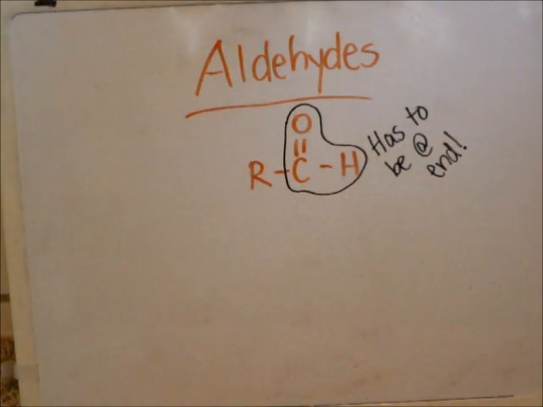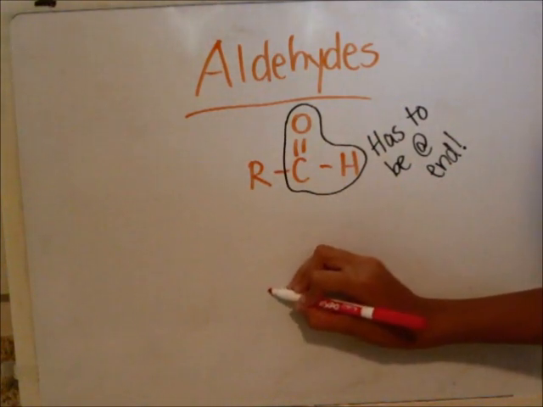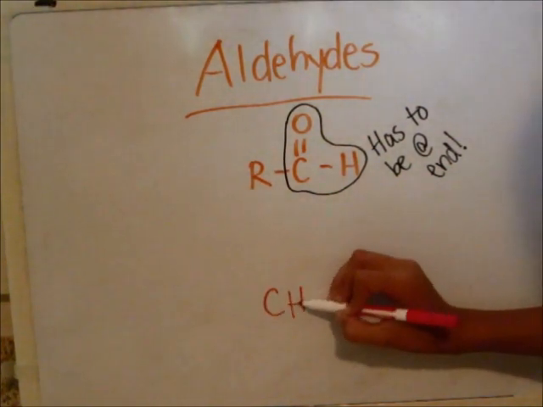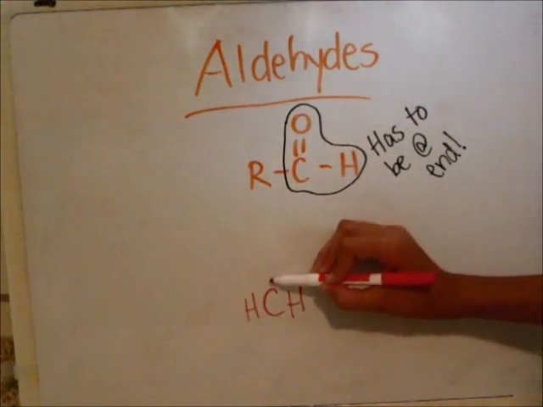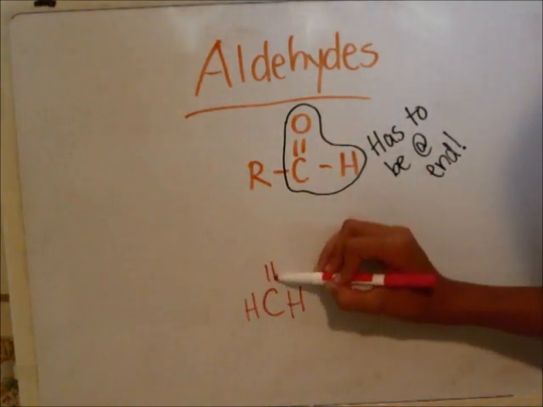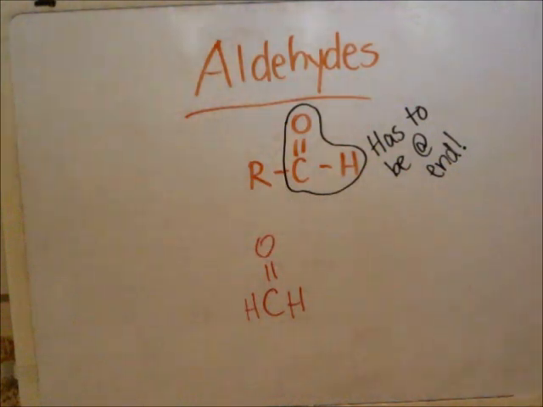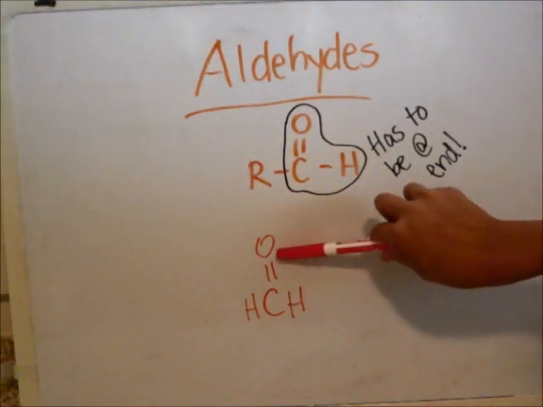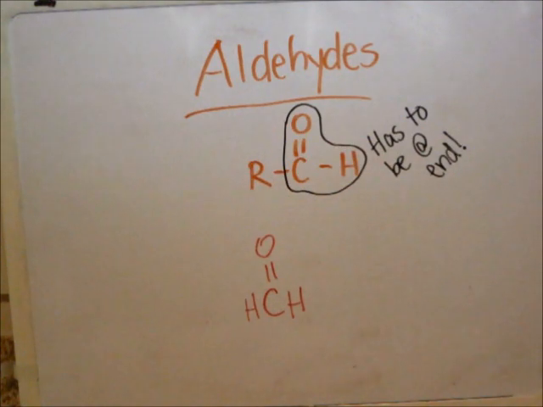Let's try drawing one of these aldehydes. Let's do the simplest aldehyde. It's just one C with an H on this side, an H on that side, double bonded to an O. So see, the carbon has all 4 bonds. It's bonded to that H, bonded to that H, and double bonded to that oxygen. And this is the simplest thing.